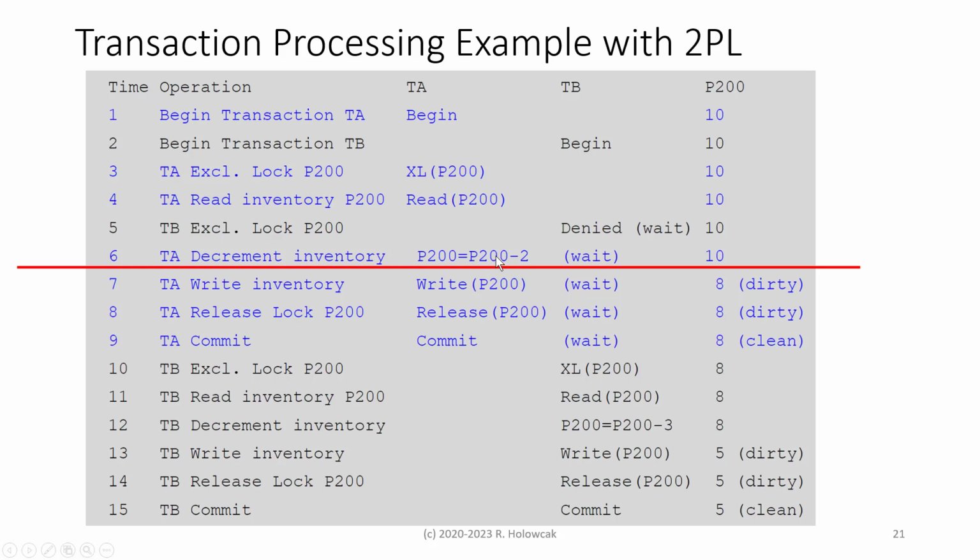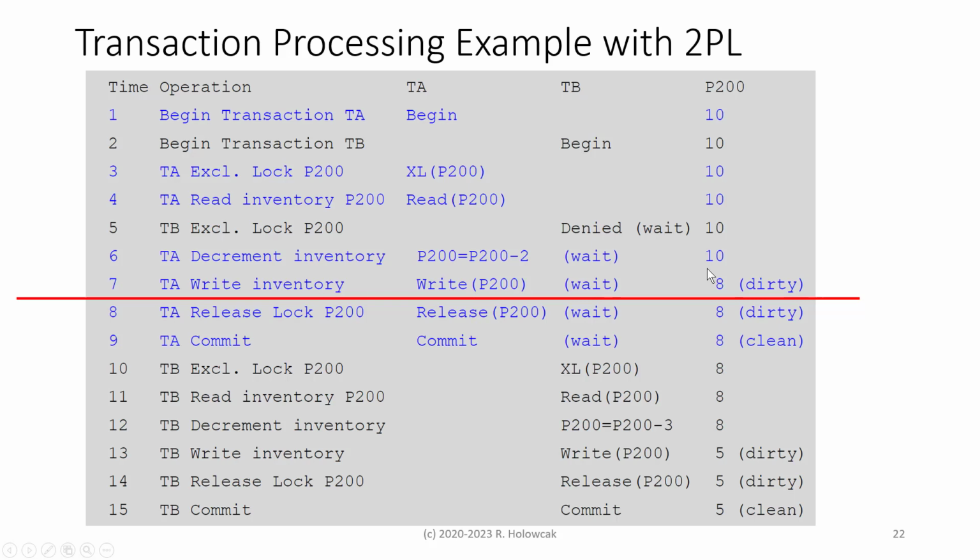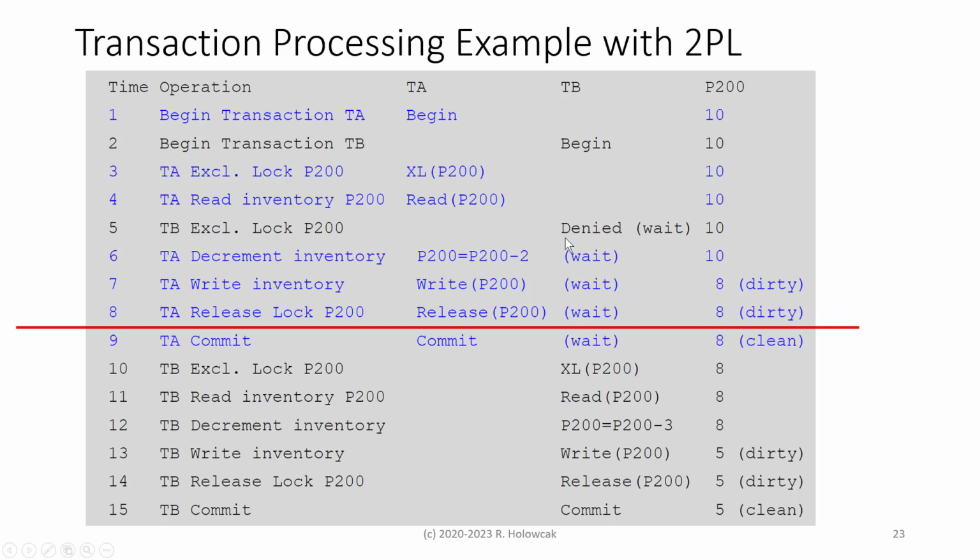It decrements the items in inventory, and then it writes the new value out to the database. So at time 4, transaction A learned that the inventory level was 10. It took away 2, and then it wrote 8 back to the database. As a reminder, this value is dirty because it was written by a transaction that has not yet committed. This whole time, transaction B is waiting.